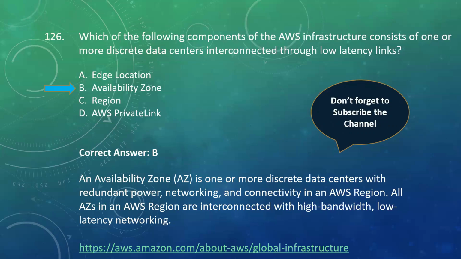As you can read the definition on my screen, an availability zone is one or more discrete data centers with redundant power, networking, and connectivity in an AWS region. All AZs in an AWS region are interconnected with high bandwidth, low latency networking. Moving on to question number 127.